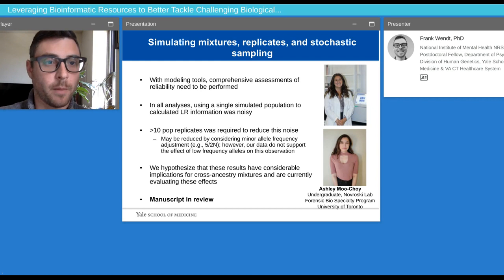The manuscript describing the data I presented today is currently in review, so I ask you to patiently await the output from that. I do want to give a shout out to both Ashley and Dr. Novroski for their tremendous support and initiative in getting some of this data really running instead of just walking.